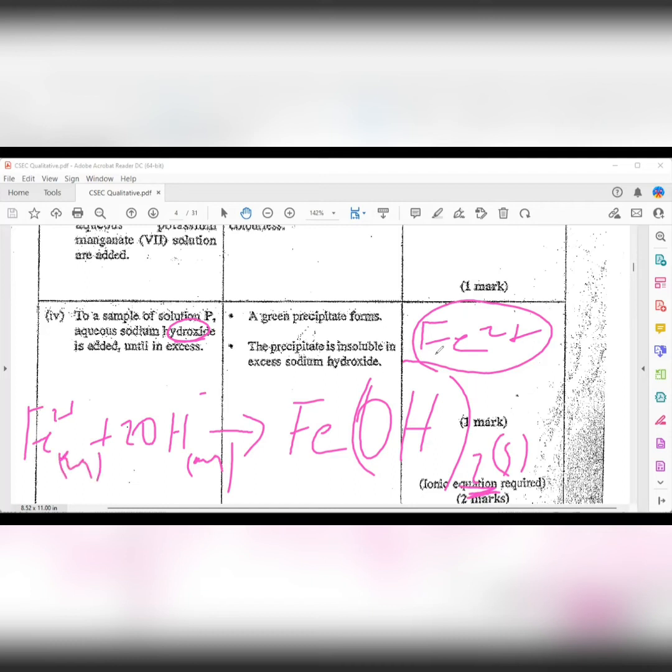Now let's hypothetically say that this question said a blue precipitate was formed. If a blue precipitate is formed, then it would be copper(II). And then the precipitate would be insoluble in excess. So in this case, instead of iron, we would have copper. So that's how you get your ionic equation. And it's pretty much just these two anyway, for this level.